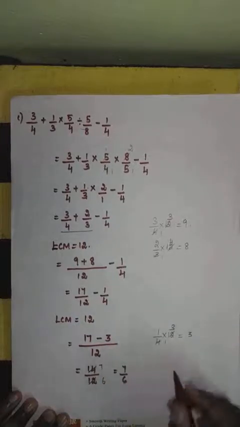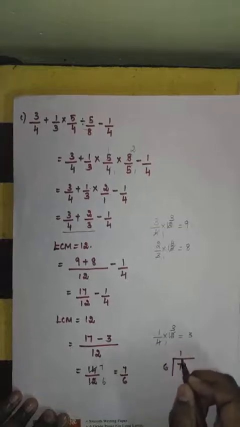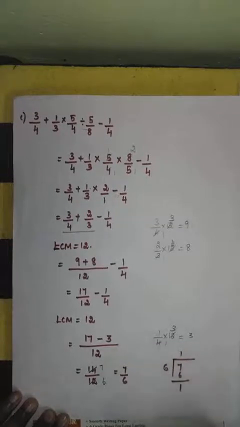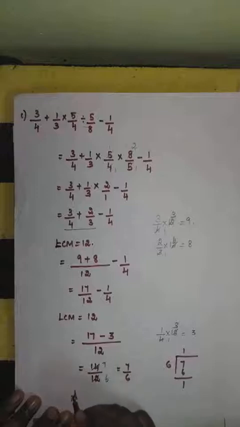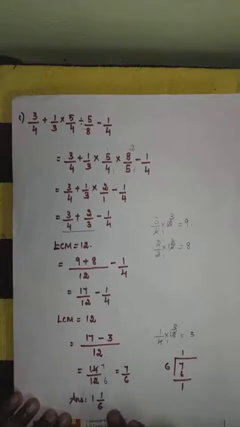Again it is the form of improper fraction. So convert it into mixed fraction. 7, 6, 1, 6 is 6, balance 1. So our answer is 1, 1 by 6. This is your answer.